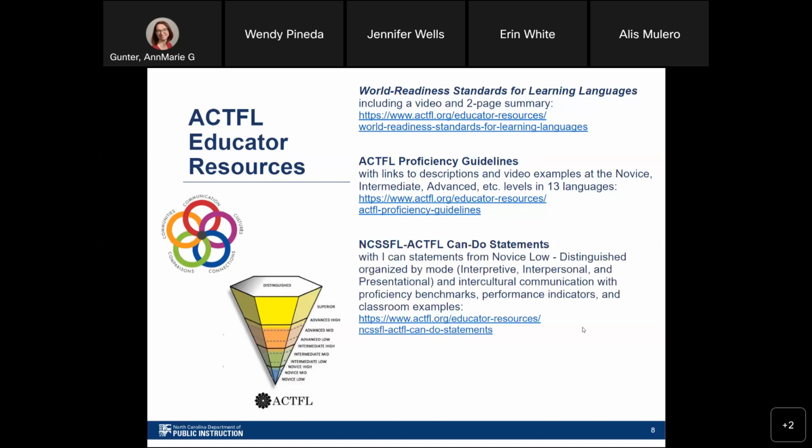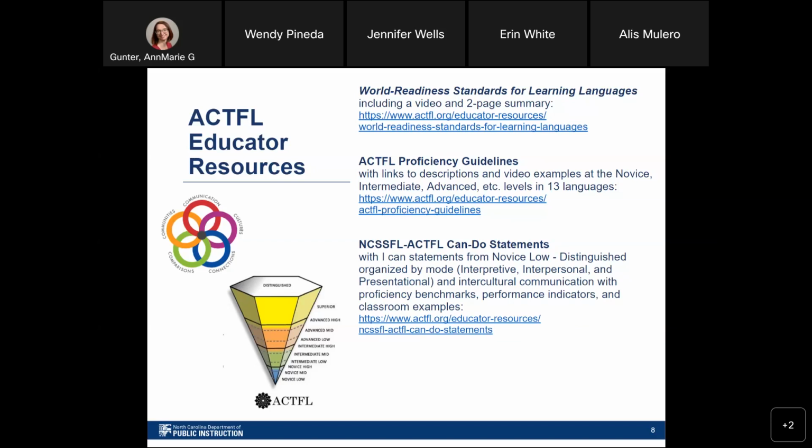Also, the NCSSFL-ACTFL Can-Do Statements are a great help. These are I can statements that tell you what a student should be able to do at the novice low through distinguished level. They're organized by mode: interpretive communication, interpersonal, and presentational communication. They include intercultural communication, with what we call proficiency benchmarks, performance indicators, and even classroom examples of I can statements. These are great because when we talk about proficiency-based standards, this is really what we're talking about: understanding those different proficiency levels for the different skills.